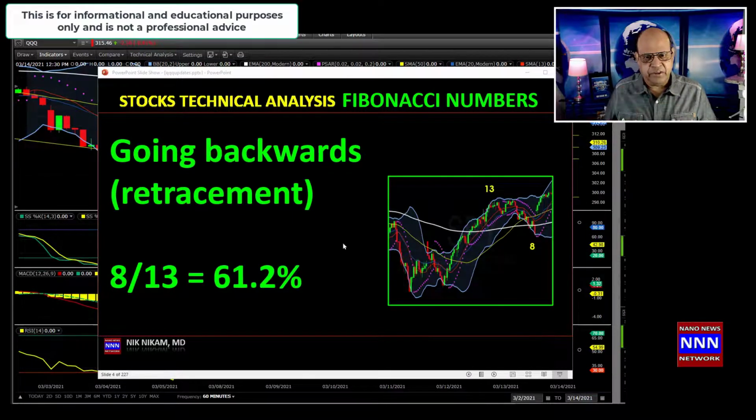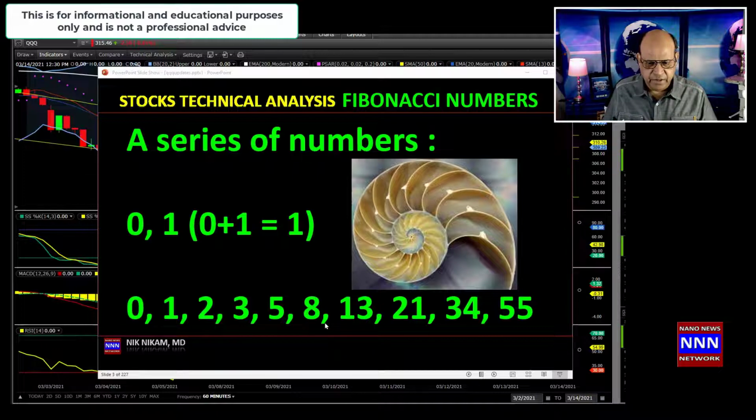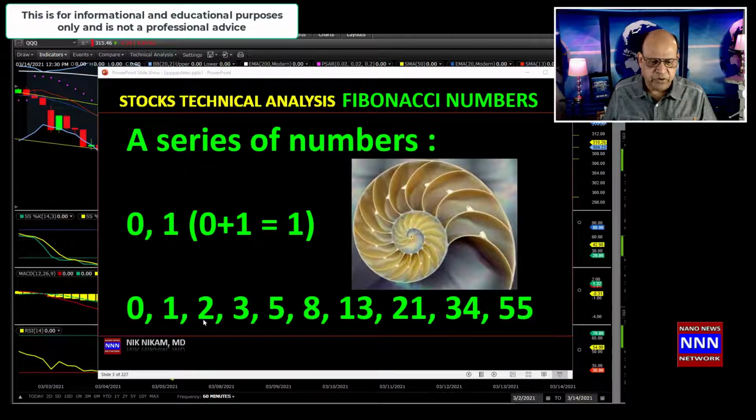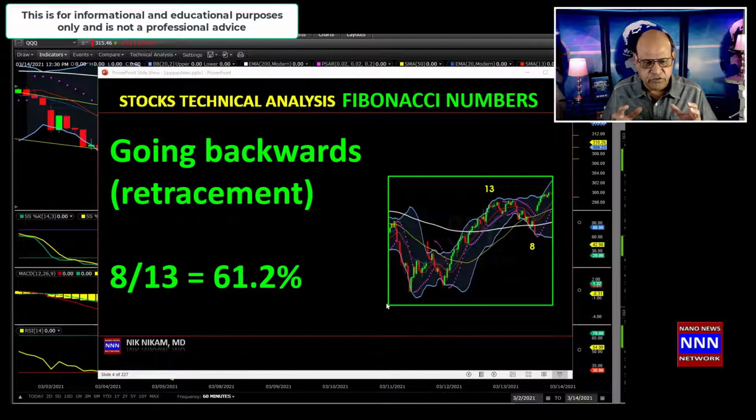Another relationship between the Fibonacci numbers is their fraction. For example, let's go back here. If we divide 8 by 13, we get 61.2%. If we divide 1 by 2, we get 50%. So there is a fixed fractional relationship between these numbers. And that's where the Fibonacci retracement comes into significance when we are talking about impulsive waves followed by corrective waves.